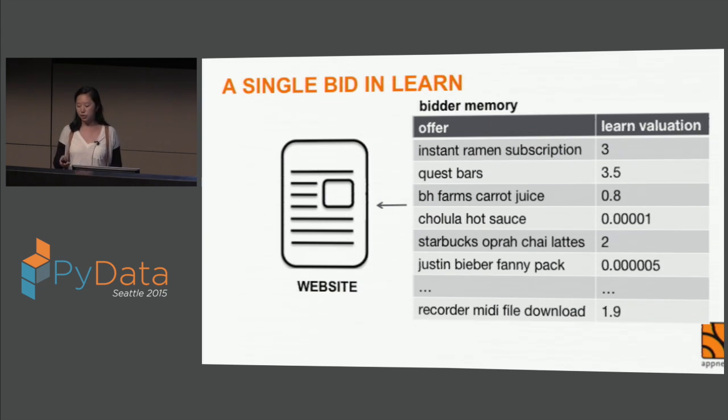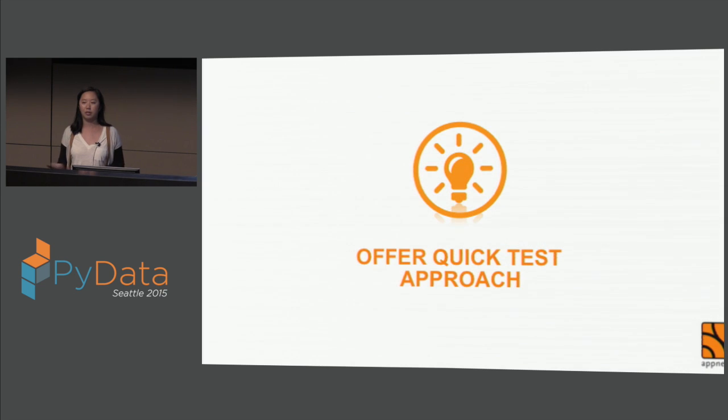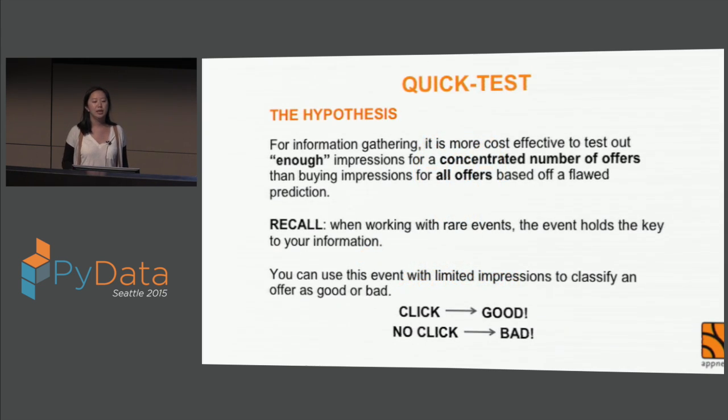The solution is what we call the quick test approach. In this case, it's for offers, but you can actually extend this same algorithm for different use cases. Our hypothesis is that for information gathering, it is more cost effective to test out what we call enough impressions for a concentrated number of offers than buying impressions for every single offer based off of a flawed prediction.